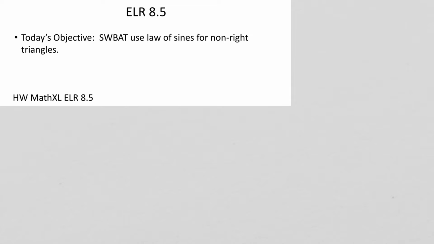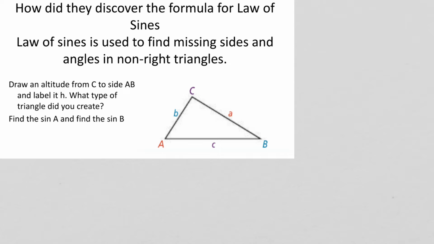All right, so today's objective is ELR 8.4. We're going to be learning something called the law of sines. This law, which is real important, is used for triangles that are non-right triangles. It could be acute triangles, obtuse triangles, anything else that's not a right triangle, we could use this law. So we're going to first discover how they actually got this property, and then we're going to use this property to solve problems.